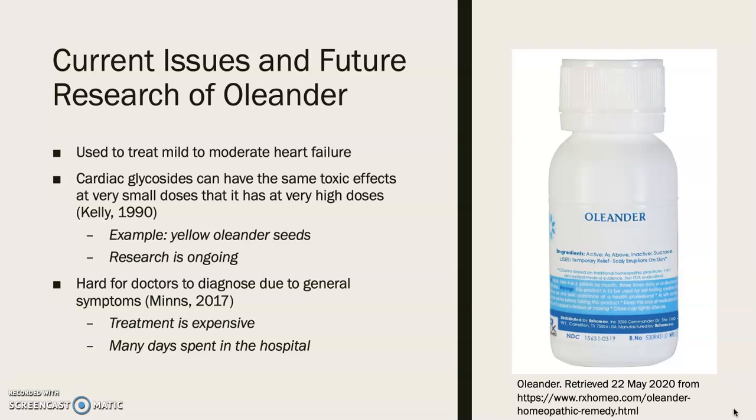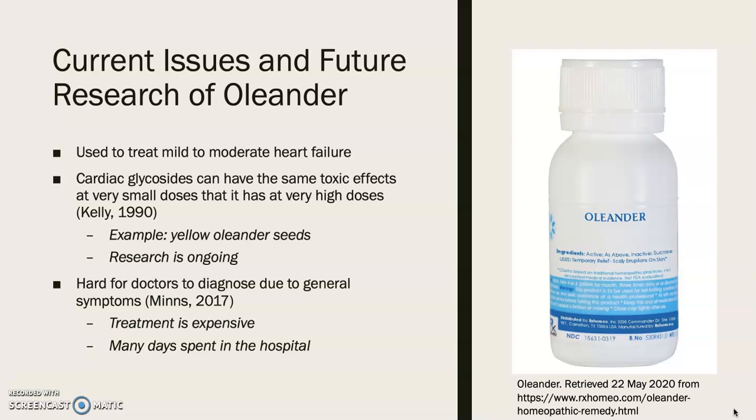When oleander is taken as a supplement, it is homeopathic oleander that is ingested. Another issue is that doctors have a hard time diagnosing patients with oleander poisoning because the symptoms are very general. When they do diagnose it, they use digoxin-specific antibody fragments for treatment, which is very costly, and patients can stay in the hospital for multiple days, which is also costly. The issue with the expense is that the majority of cases of oleander poisonings are in developing countries with little or no access to health care, so people cannot get the treatment that they need.